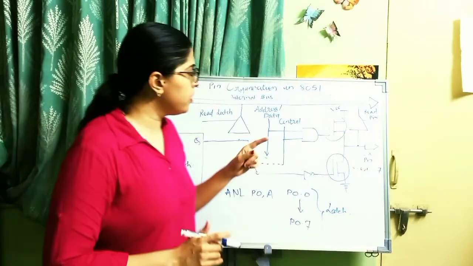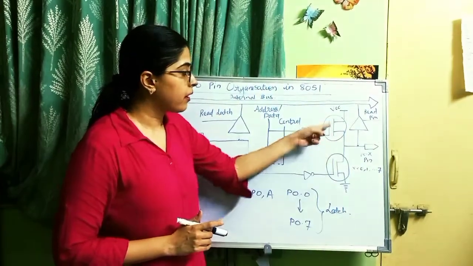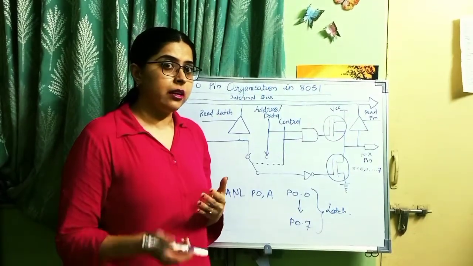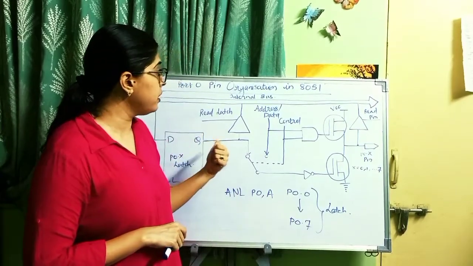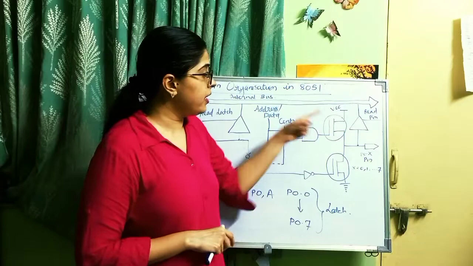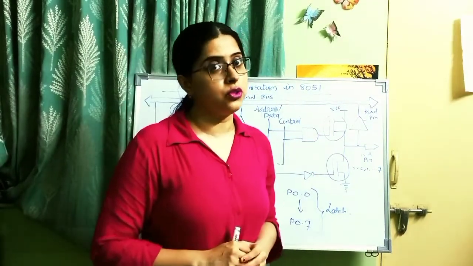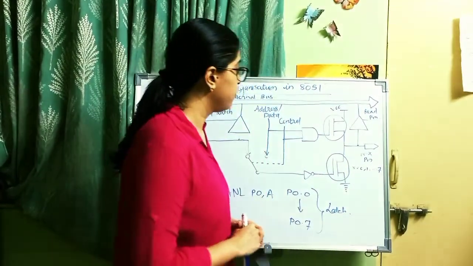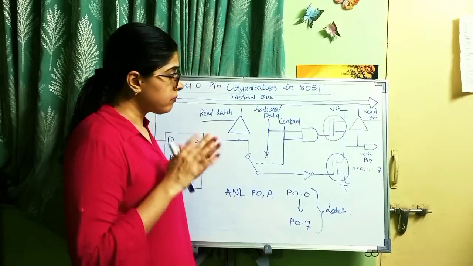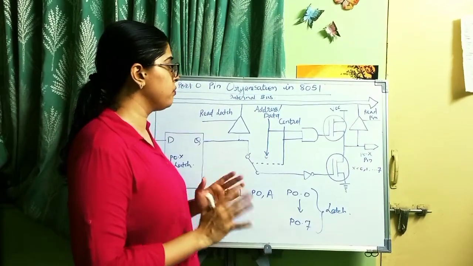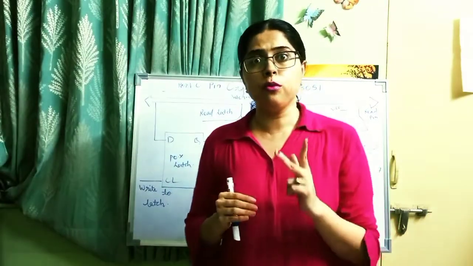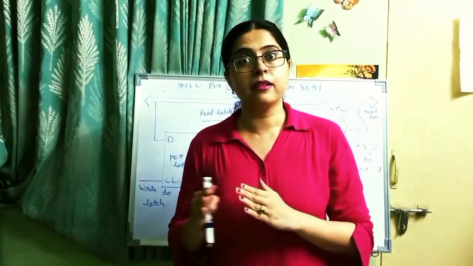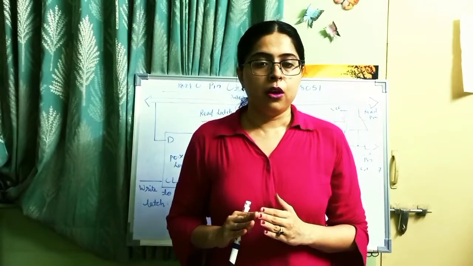Now can you see these two FETs? As I told you, every port has a driver, and in the case of port 0, these two FETs act as drivers for port 0. Now how does it work? Port 0 works in 2 modes: normal mode and address data multiplex mode.